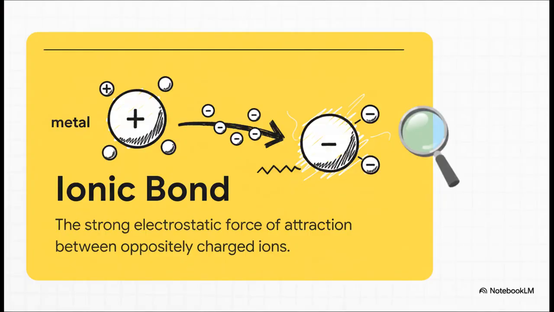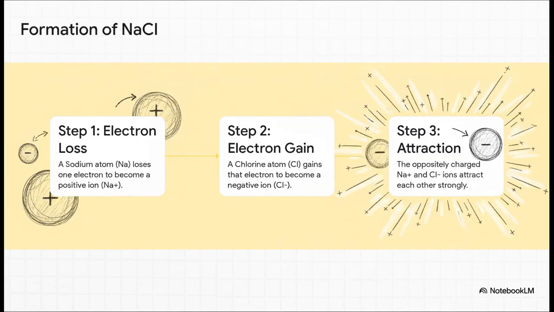Remember, an ionic bond is all about the complete transfer of one or more electrons, usually from a metal to a nonmetal. This creates that strong electrostatic force of attraction between the positive ion and the negative ion. A perfect example is sodium chloride. The sodium atom gives away an electron, becoming a positive ion. The chlorine atom takes that electron, becoming a negative ion. This give and take relationship creates a very, very strong attraction, and this attraction is the key to understanding all the properties we are going to discuss next.